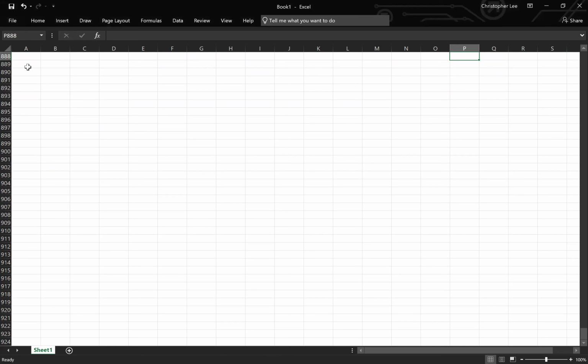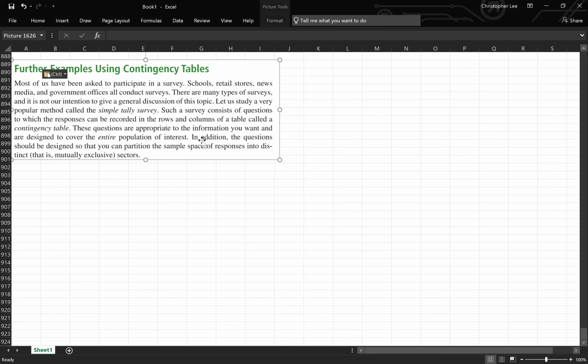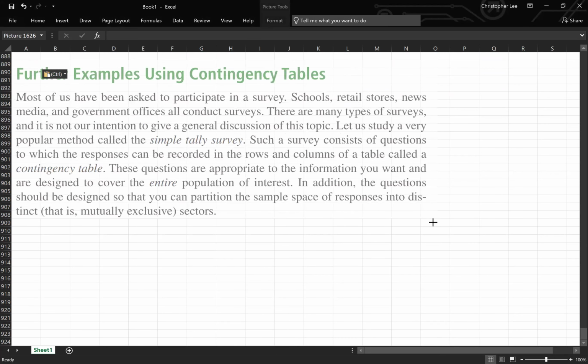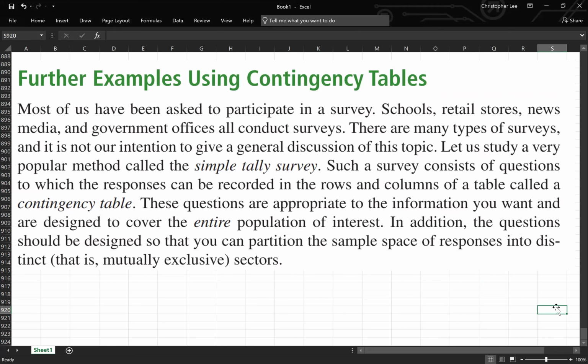Last topic for today. We're going to talk about contingency tables. Most of us have been asked to participate in a survey. Schools, retail stores, news media, and government offices all conduct surveys. There are many types of surveys, and it is not our intention to give a general discussion of this topic. Let us study a very popular method called a simple tally survey. Such a survey consists of questions to which your responses can be reported in the rows and columns of a table called a contingency table.